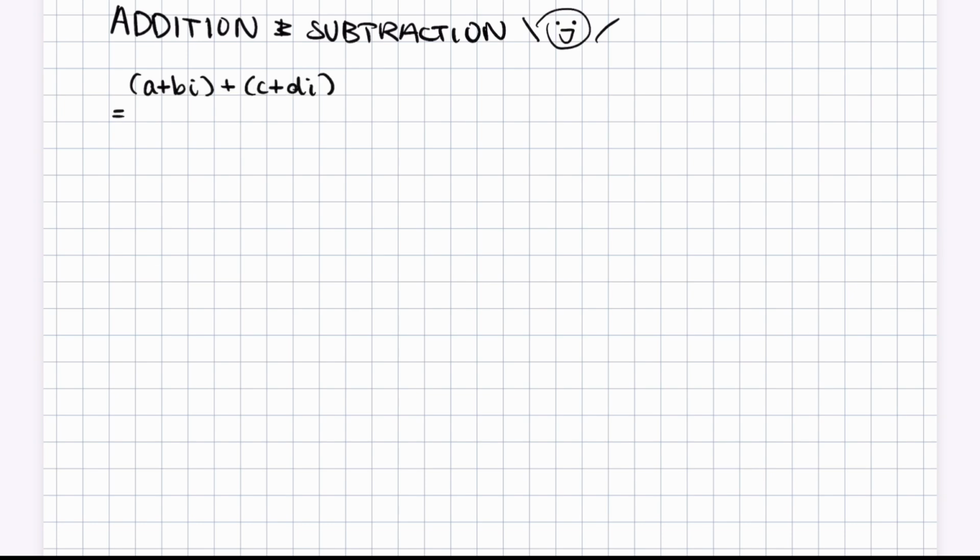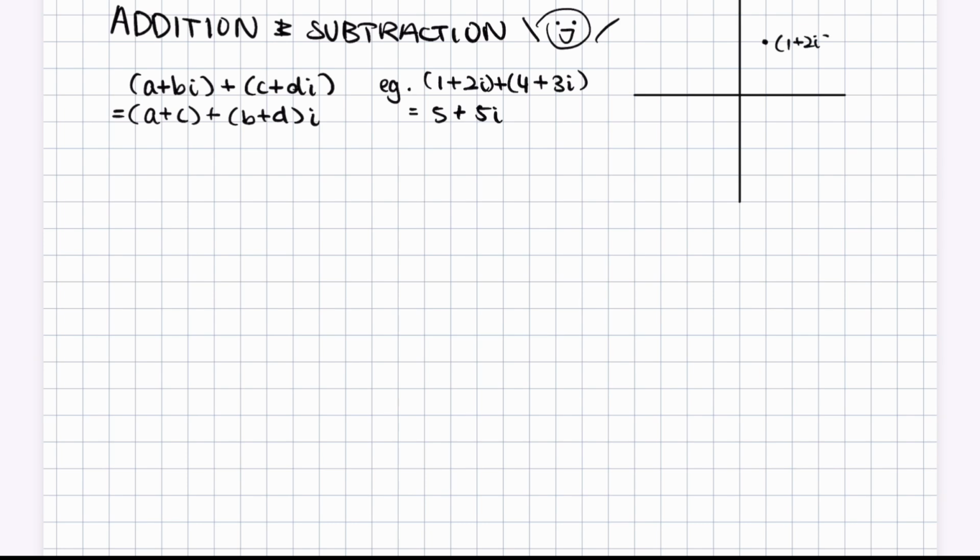In Cartesian form, addition and subtraction are fairly simple. You group the real components together and the imaginary components together like so. Here's an example for addition. Let's look at it on the Argand diagram.